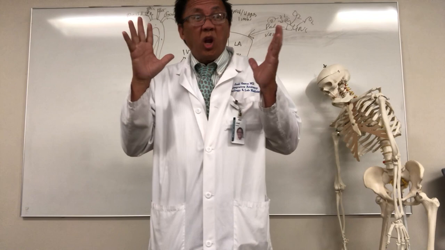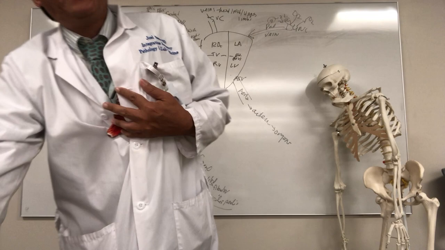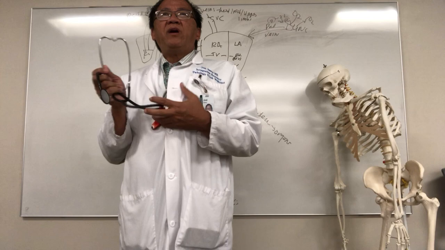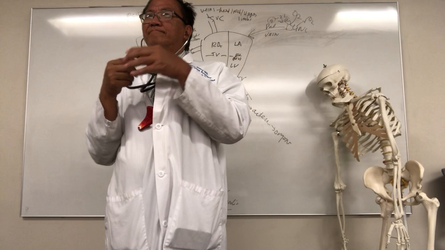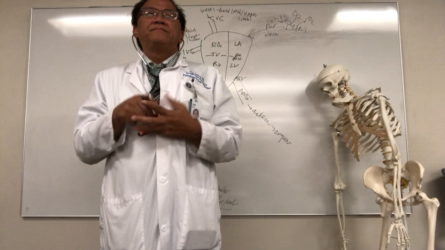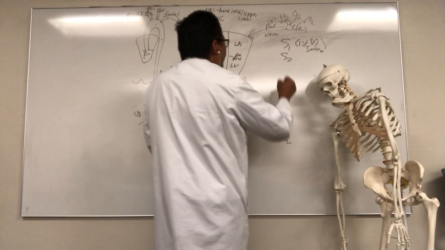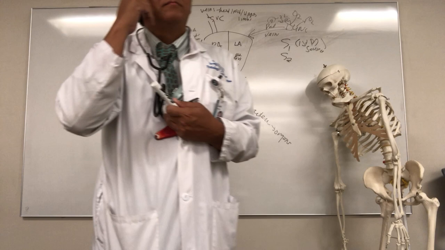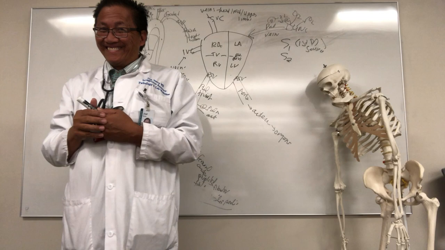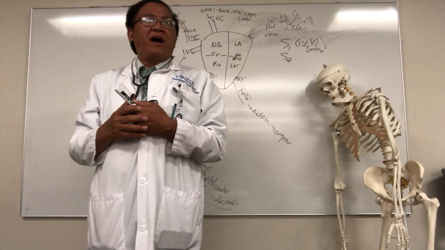If this were my heart, and I put my stethoscope here, and I will listen to my own heart sounds. Now, by the way, what creates the heart sounds? The contractions of the valves. There are two heart sounds that are normal. S1, S2. First heart sound. Tricuspid and bicuspid. What happened to them? They close. In other words, closure of the tricuspid and bicuspid valve produces the first heart sound.